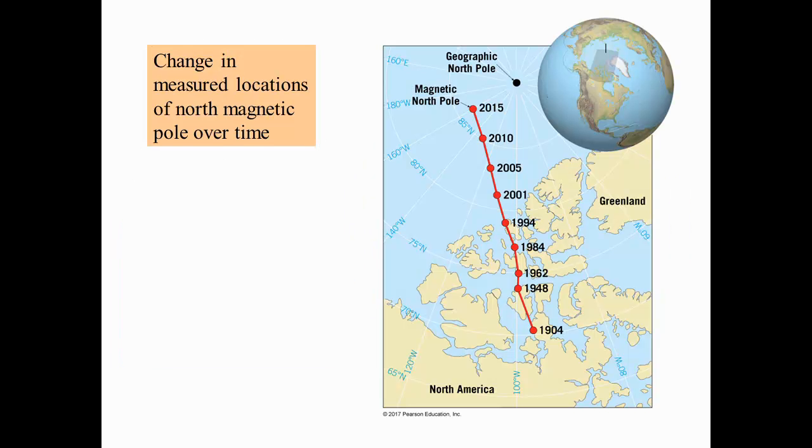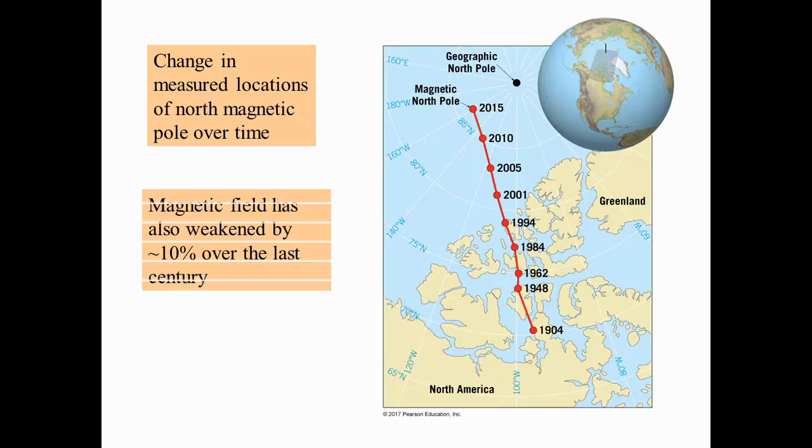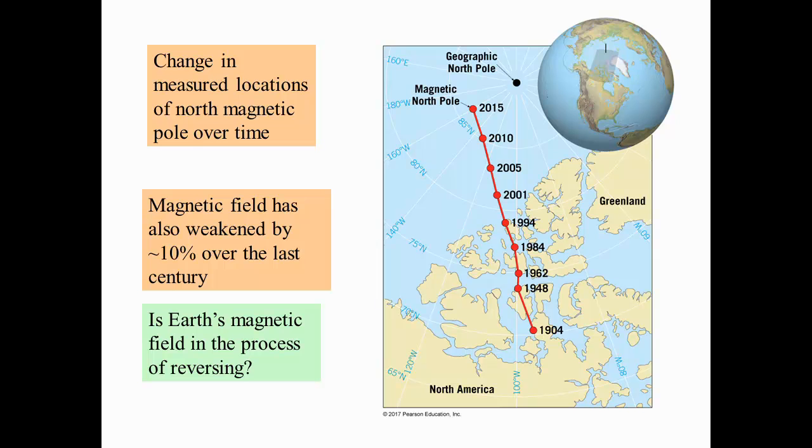And here we see the change in the measured location of the north magnetic pole over time, from about 1904 to its present position at 2015. So this is significant wandering of the north magnetic pole in just a little over 1 century. In addition, the magnetic field has also weakened by about 10% over the last century, and the question is, is Earth's magnetic field in the process of undergoing a reversal?